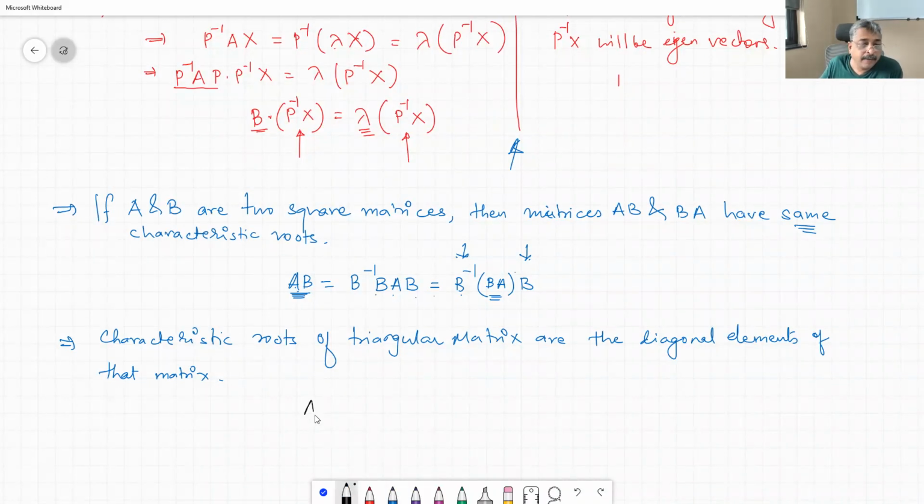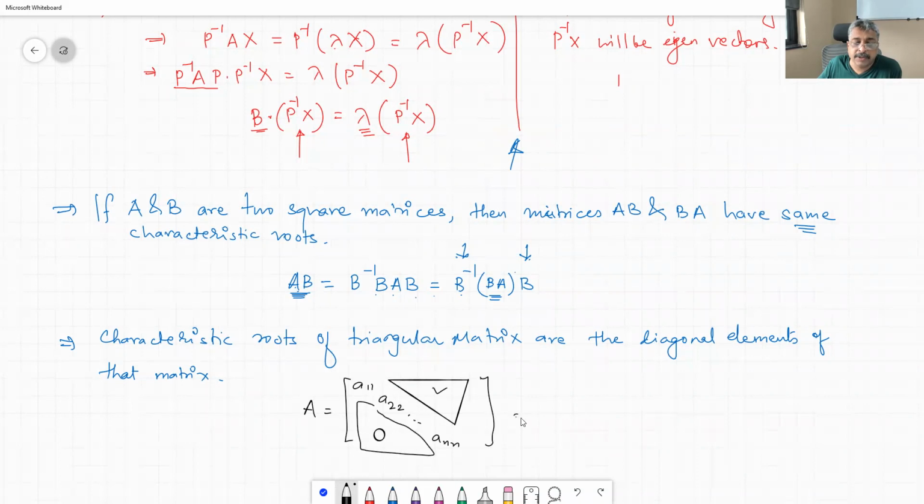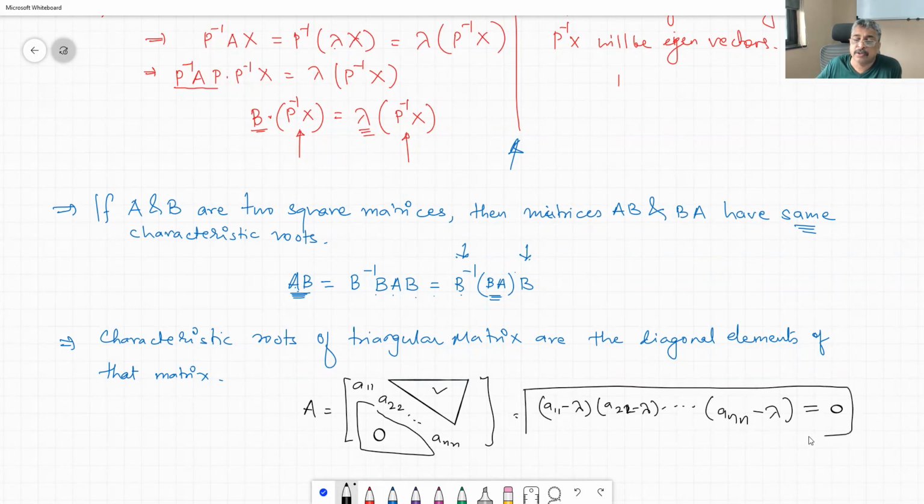If you take matrix A as A11, A22, up to ANN, with all the entries above available, and the entries below are 0, then what will be the characteristic equation of this? A11 minus lambda into A22 minus lambda, you will expand it like that only, dot dot dot, into ANN minus lambda. This is going to be your polynomial expression. If you equate it to 0, this is your characteristic equation, and all the diagonal entries will make it 0. Therefore, they are the characteristic roots.